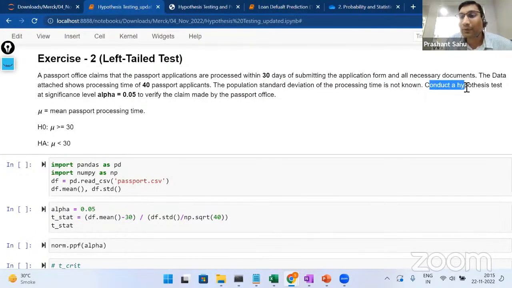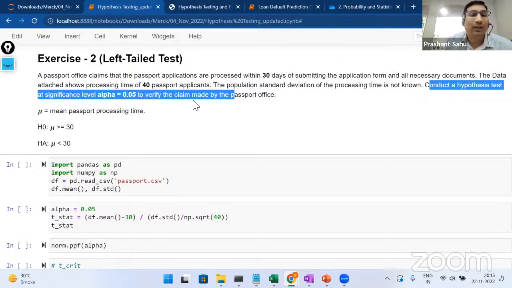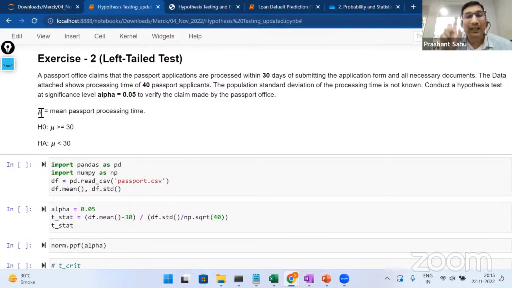So conduct a hypothesis test at a significance level alpha. So what is alpha? Where will it come? I'll tell you. So let's go step by step. First, I said that you have to formulate the null and the alternate hypothesis. So for the first one, I am directly giving you. So what is the passport office claiming? That the average passport processing time is less than 30 days.